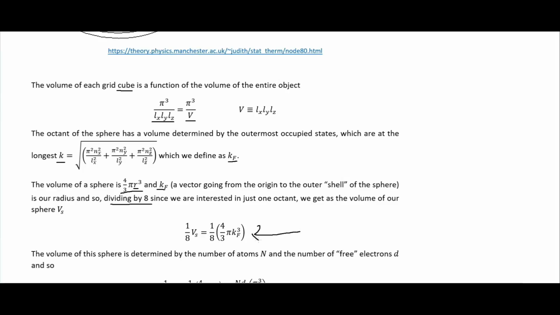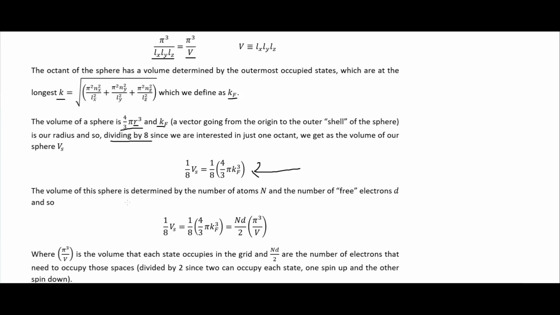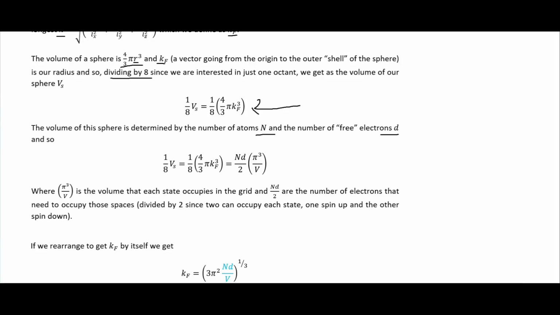And then we divide by 8, since we're using just an octant of the sphere, we get a volume that is this right here. So the volume of the sphere is determined by the number of atoms and the number of free electrons d, because the number of electrons that an atom in our material has times the number of atoms is going to be sort of the number of states that are taken up. Well, actually, it'll be that number divided by 2 that are the states, since with the spin up and spin down, you can have 2 electrons per each state. And so we get a volume that looks like this.